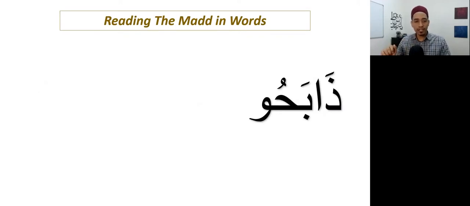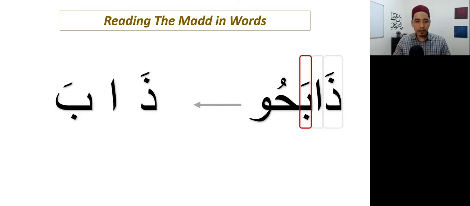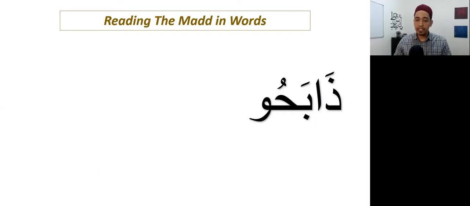Let's speak about reading the mad in words. Let's first apply the same strategy that we used for the harakat, and let's see if it's any good. We have the first unit, then we have the alif mad, then we have a ba. As you can see already, this is going to become a challenge, because how do you read the alif mad if it's an extension of the fatha before it? That would be the wrong way to do it. The correct way to do it is to take the alif, or the letter of mad, and add it to the letter before it, and you will read them as one unit.